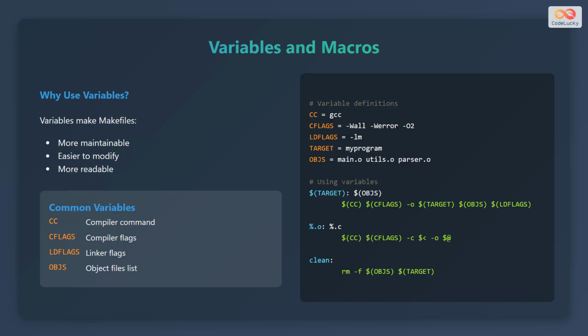Here, CC is defined as gcc, CFLAGS as -Wall -O2, LDFLAGS as -lm, TARGET as myprogram, and OBJS as main.o utils.o parser.o. The myprogram target depends on the object files. The command to build it uses the CC, CFLAGS, and LDFLAGS variables. The pattern rule %.o: %.c compiles C files into object files. The clean target removes the object files and the final executable.